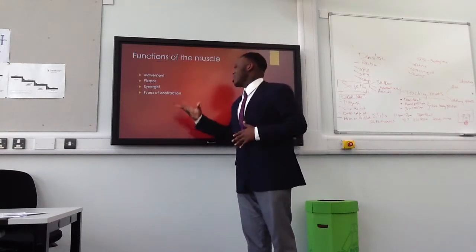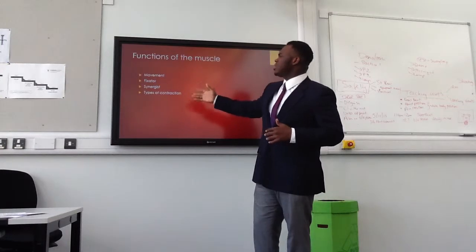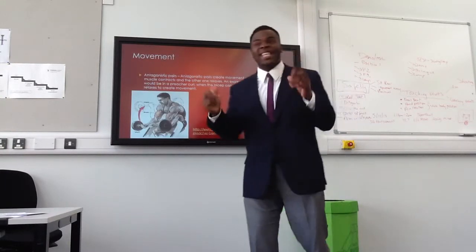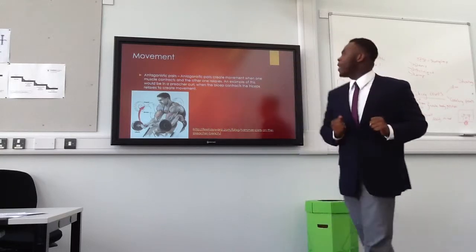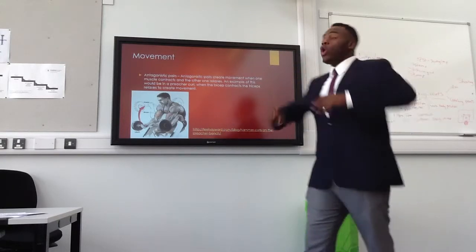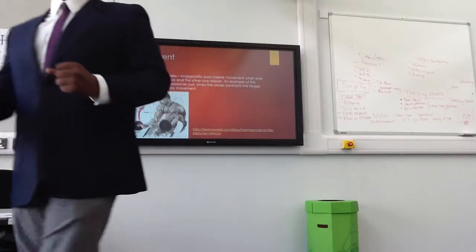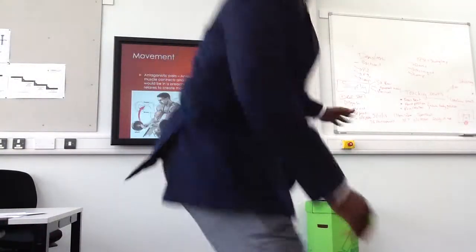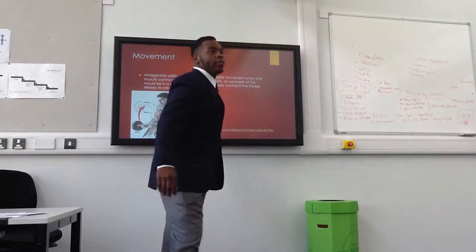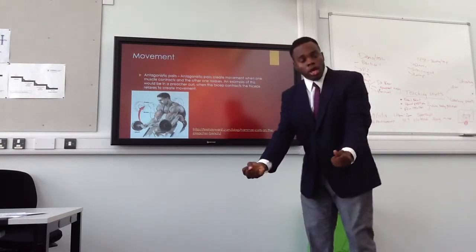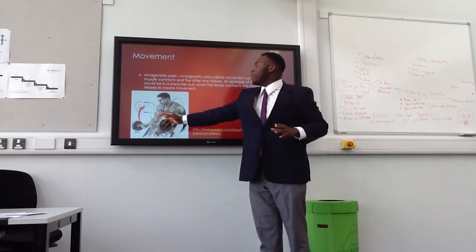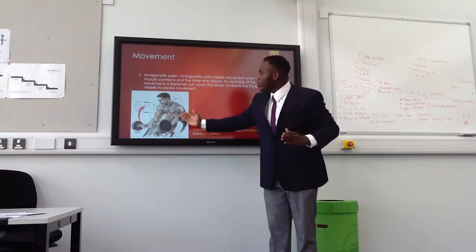Functions of the muscles. There's movements, fixator, synergists, types of contractions. Movement. Antagonistic pairs create movement when one muscle contracts and the other relaxes. For example, we have a preacher here. He's lifting the weights like this. Now, we can see the bicep contracting. But what is relaxing? The triceps here.